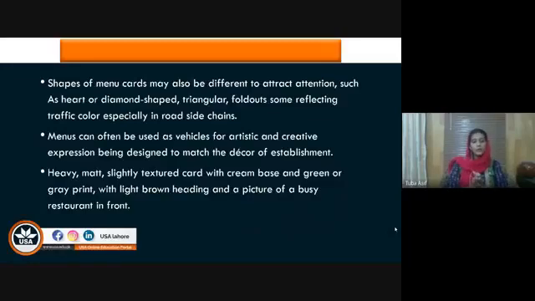So menus can often be used as the vehicle for artistic and creative expression, being designed to match the decor of the establishment. Heavy and matte and slightly textured card with cream base and green or grey print with loud brown heading and a picture of a busy restaurant in front.